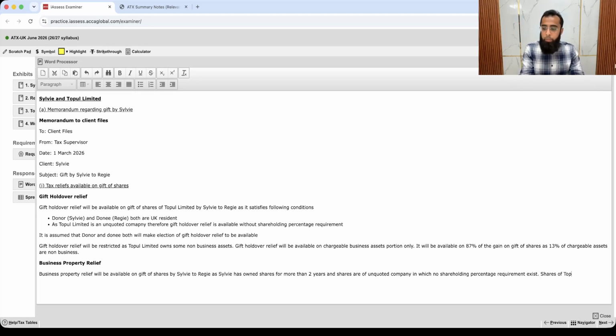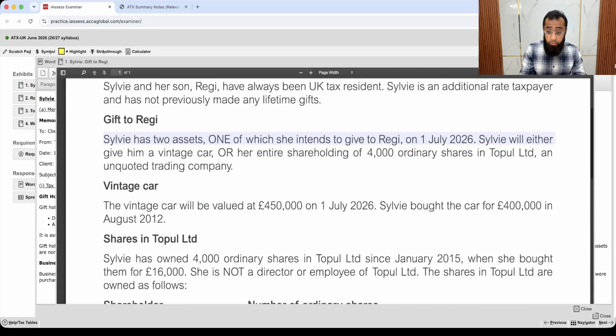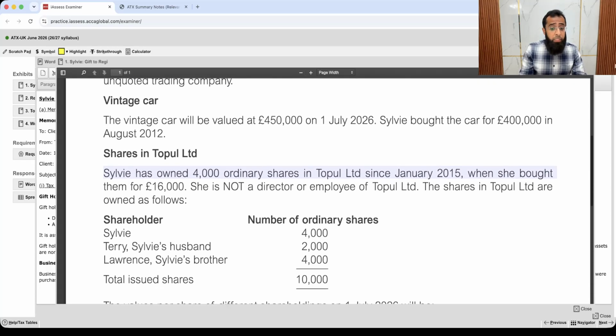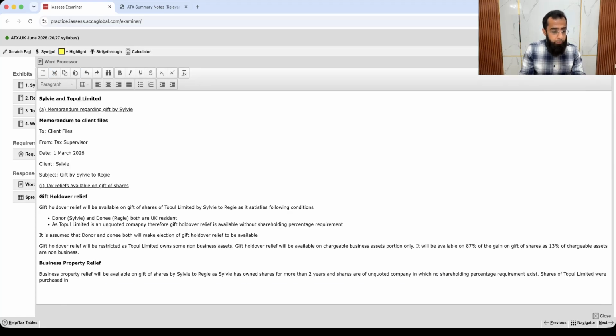Shares of Topul Limited were purchased in January 2015 and they are gifted on 1st July 2026, so it's more than 2 years. Were purchased in January 2015, and they are being gifted in July 2026.